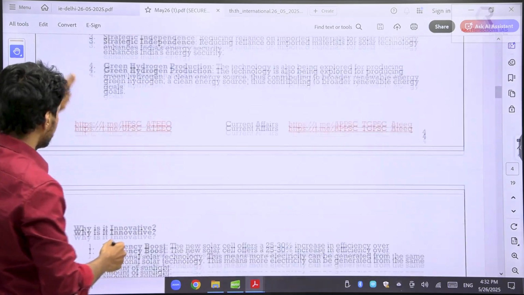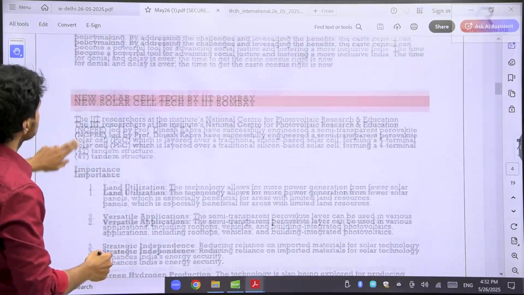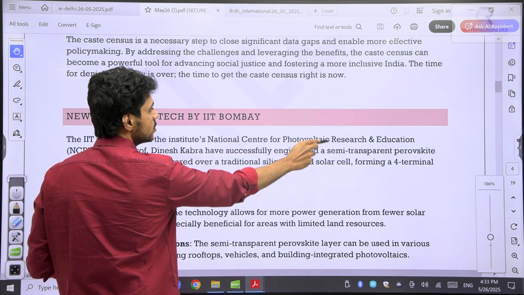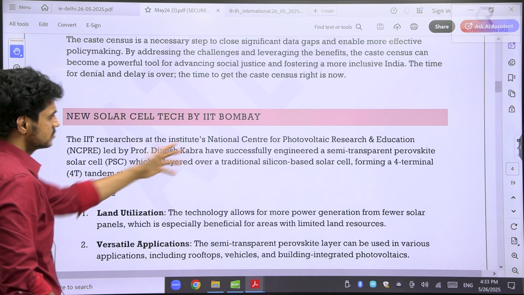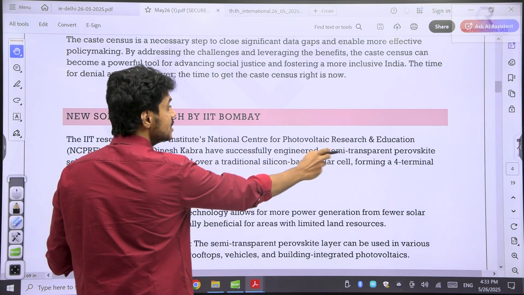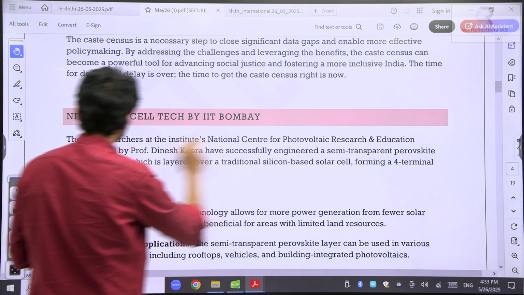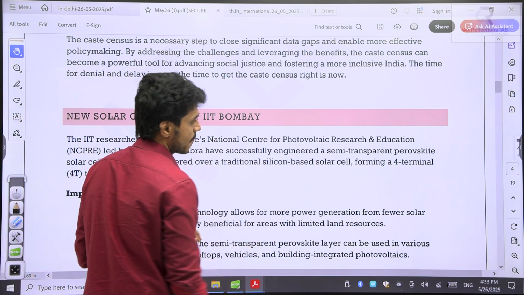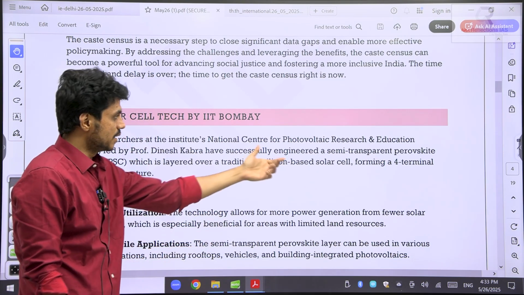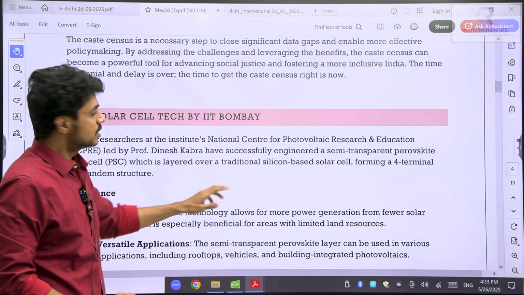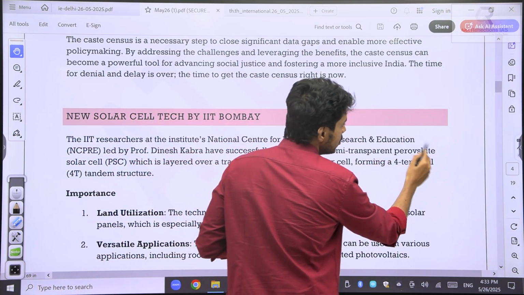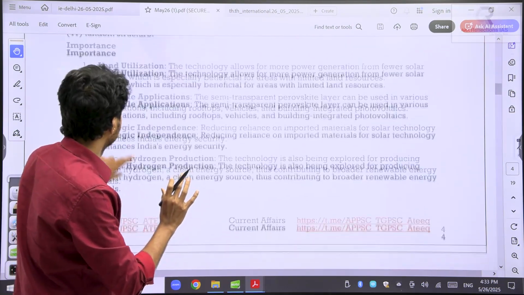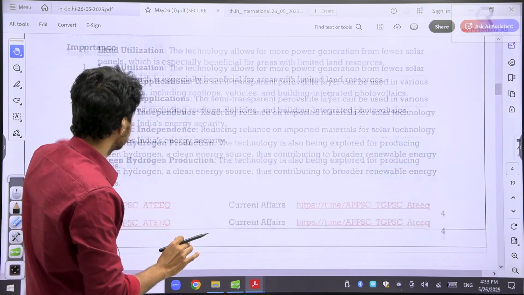Now you see, what is the context of the news? The IIT researchers at the Institute's National Center for Photovoltaic Research and Education, led by so-and-so, have successfully engineered a semi-transparent perovskite solar cell, which is laid over the traditional silicon-based solar cell. Basically, they have developed a solar cell made up of a component called perovskite. It has certain importance and advantages.